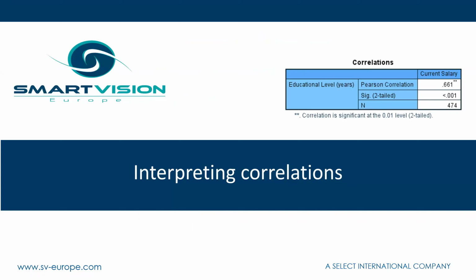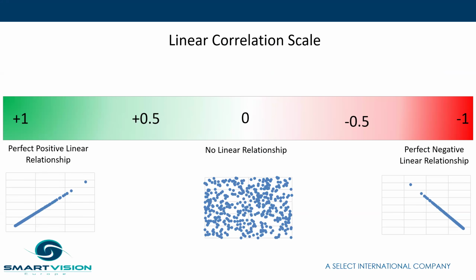So that leads us to interpreting correlations. We're going to show you how to generate correlations in SPSS, but how do we make sense of them when it produces output for us? Well, first of all, a correlation value, or what's called a correlation coefficient, is a number that runs between +1 and -1. And it's not that difficult to get your head around it.